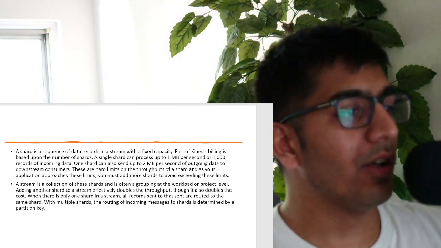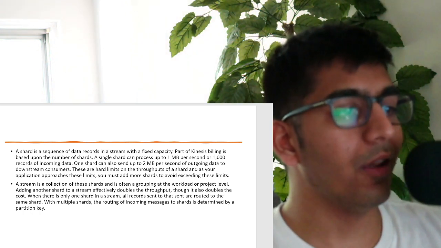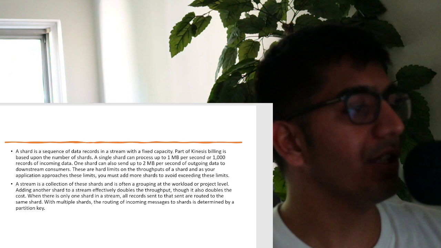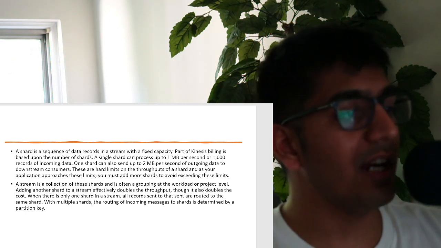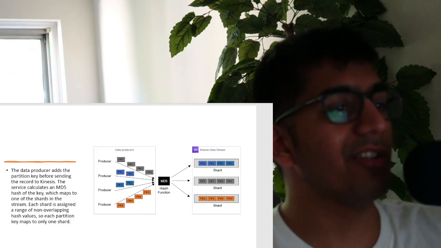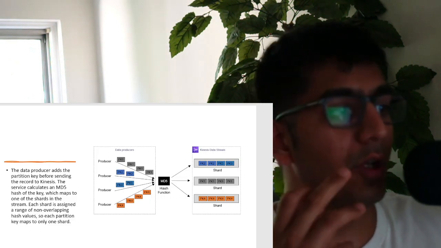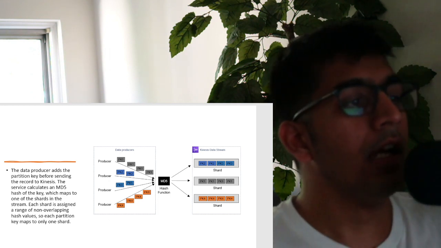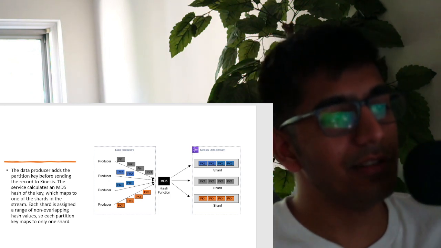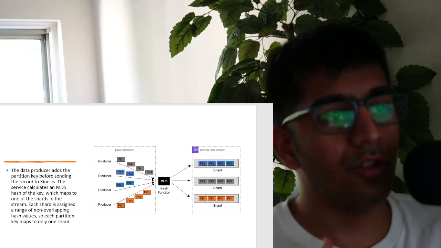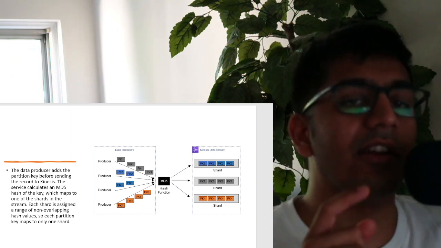When there is only one shard in a stream, all the records are routed to the same shard. With multiple shards, the routing of incoming messages to a shard is determined by a partition key. Just to give you an idea, when you do a PutRecord or PutRecords, you have to provide a partition key. Kinesis internally has a hash function, I think it's MD5, and based on that it determines which shard the record should go to.